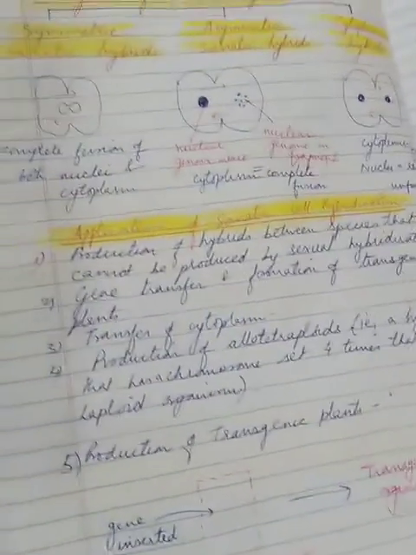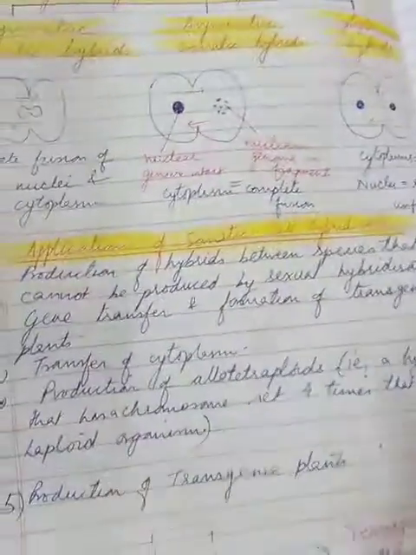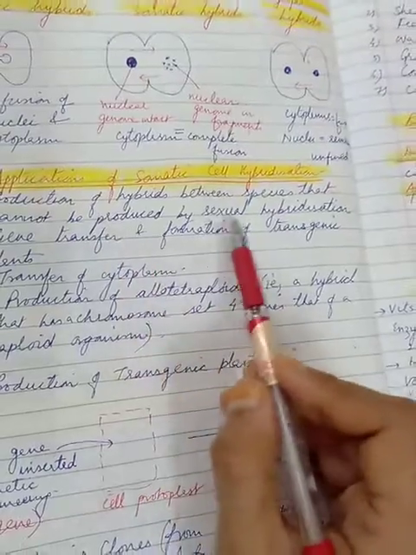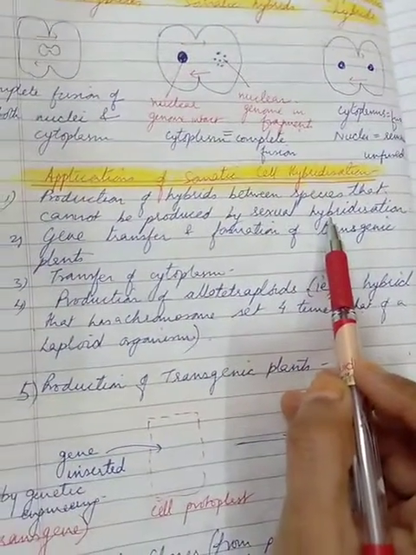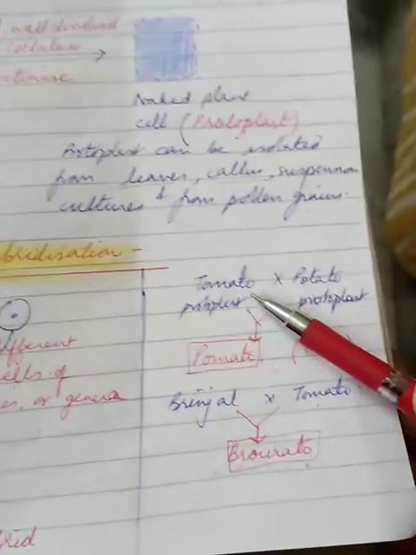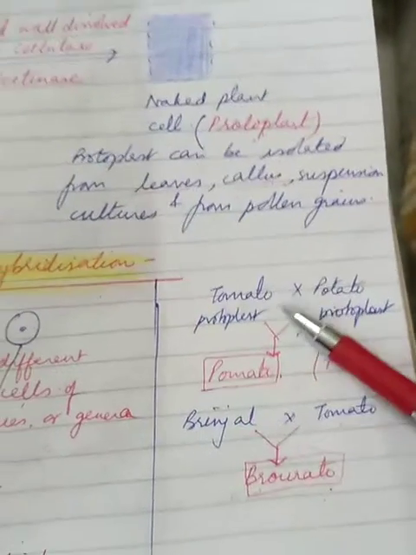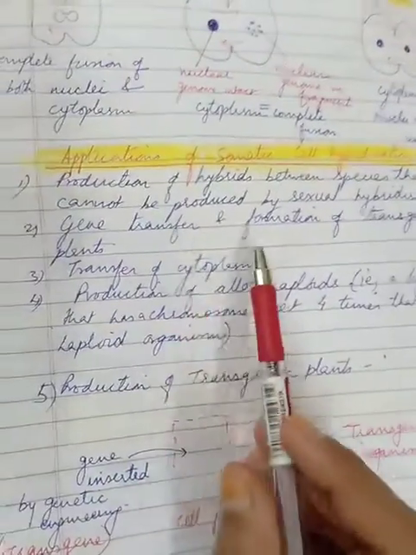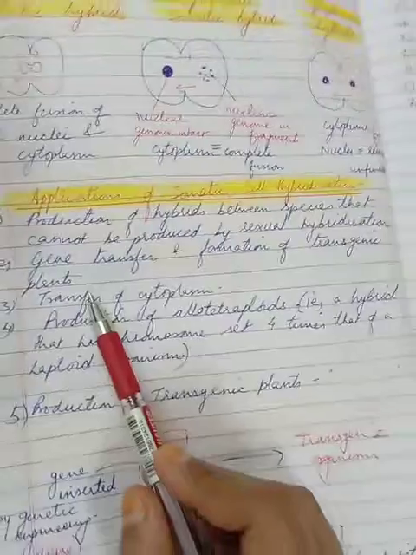Alright, moving to the applications of somatic cell hybridization. Applications means the uses. The first is production of hybrids between species that cannot be produced by sexual hybridization. That is, just now I told you, this is possible in those plants which cannot be crossed sexually. That means pollination can be done, but fertilization is not possible between tomato and potato, but we can produce pomato. Right? Second is gene transfer and formation of transgenic plants.